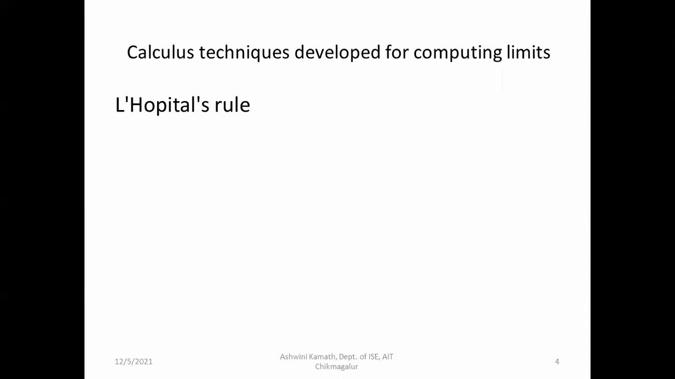We cannot divide directly, so we can use these techniques. First one is L'Hopital's rule. Limit n tends to infinity t of n divided by g of n. If we cannot divide it directly, then differentiate it. Limit n tends to infinity t dash of n divided by g dash of n. That is L'Hopital's rule.